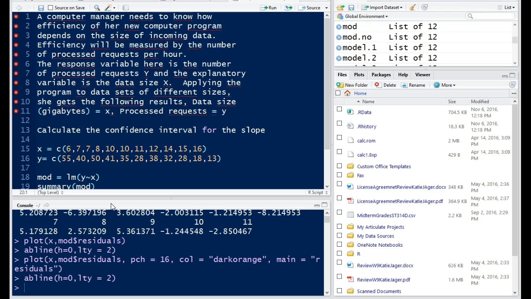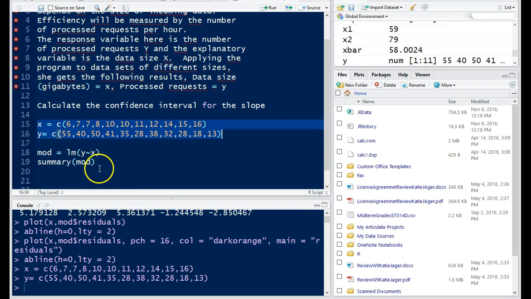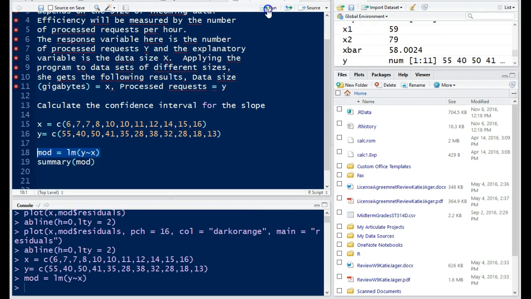the data in gigabytes. So if we want to calculate the confidence interval, we first need to run in our data. So x, again, is the size of our data in gigabytes, and y is the number of processed requests. So if we run this in, and then we calculate the linear model. So this is lm, y versus x. So we need to do this first, and we need to call it something like mod.